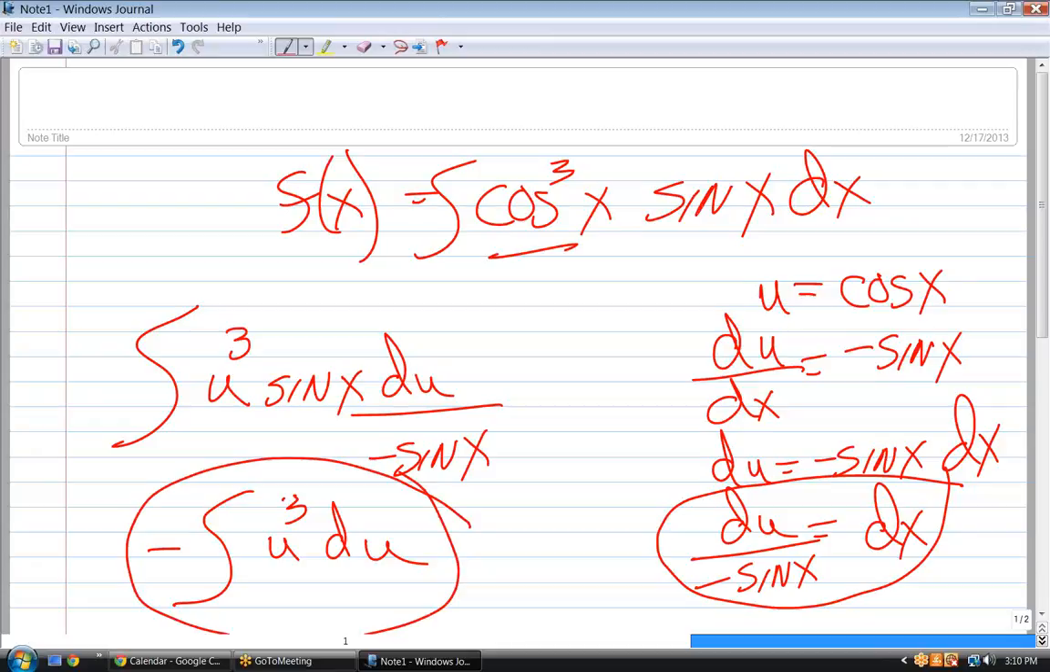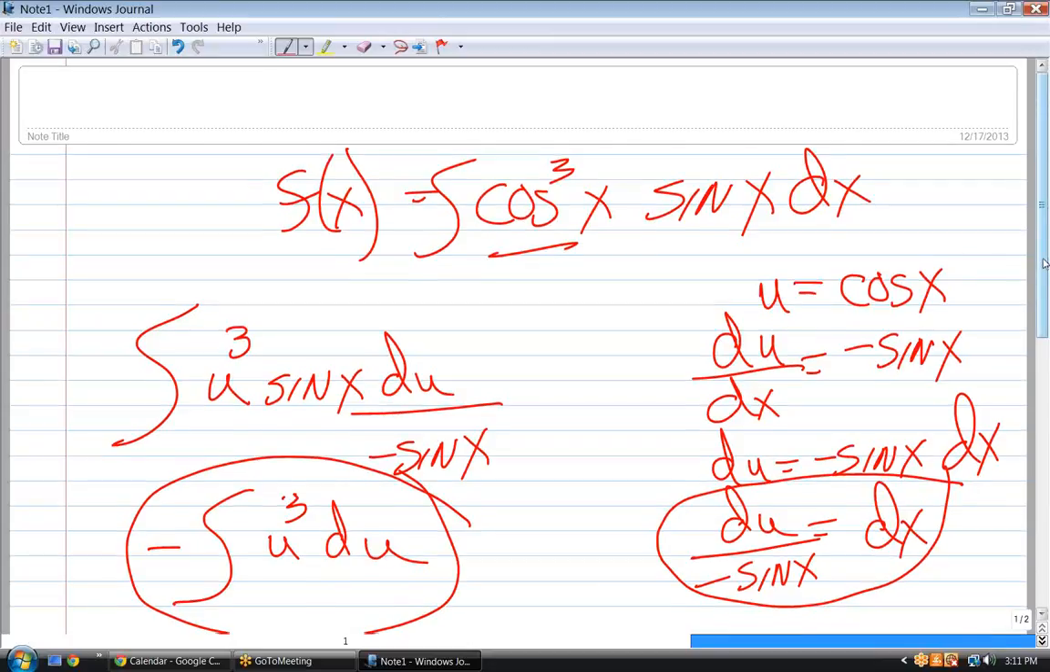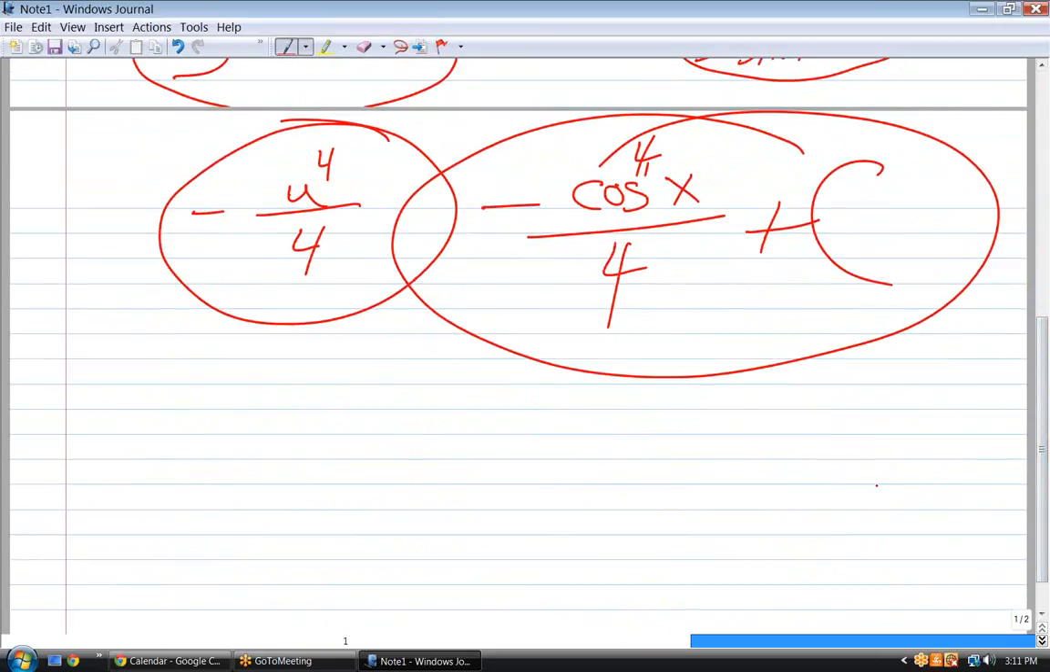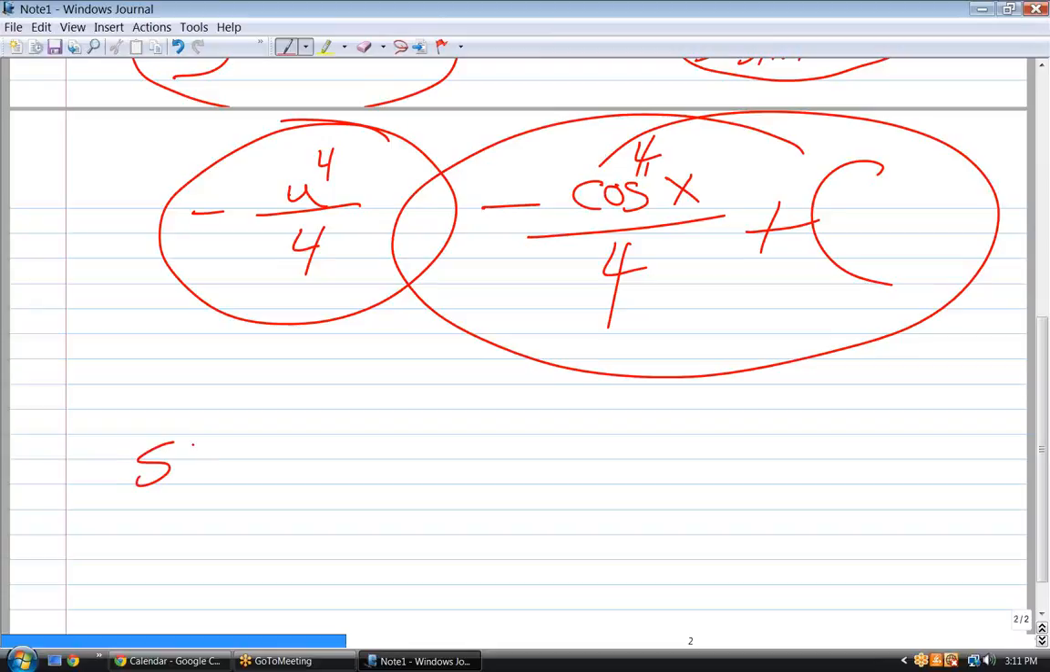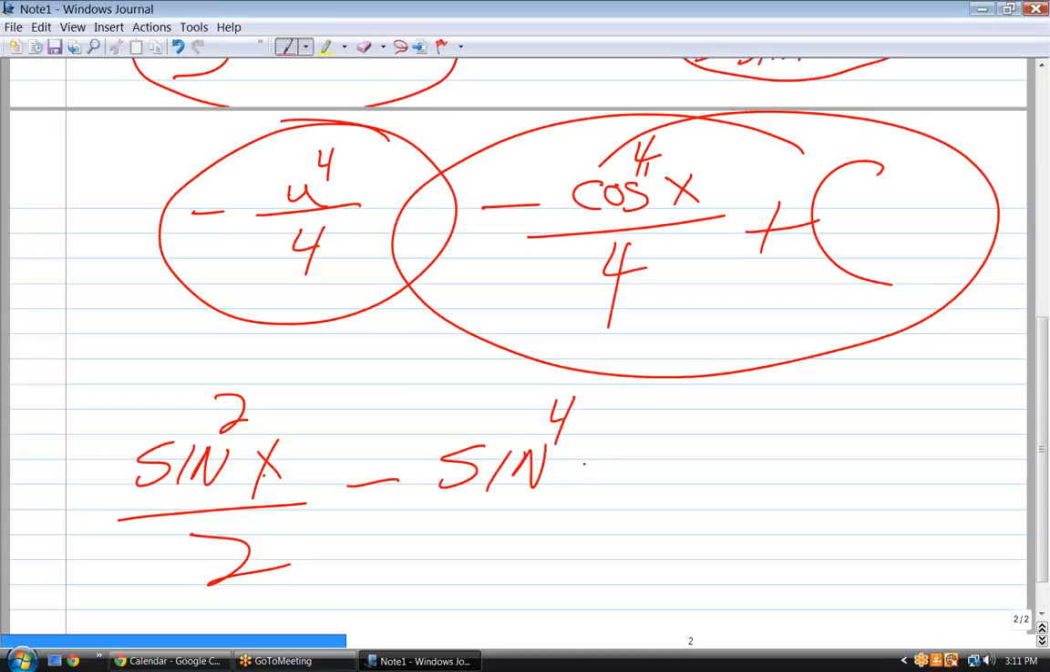One of the answers is sine squared x over 2 minus sine to the fourth x over 4, and apparently that equals this too. And I don't understand how she got that. Okay, sine squared x over 2 minus sine to the fourth x over 4. That's supposed to be the same thing?